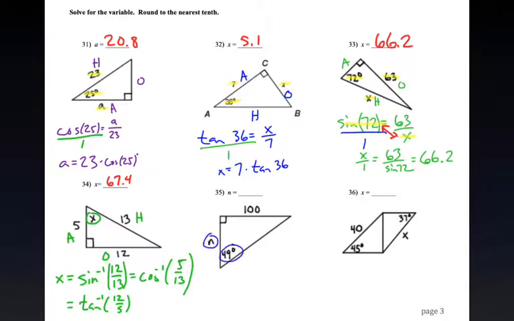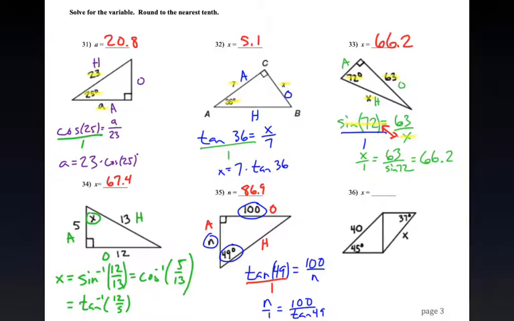Number 35, from the perspective of my angle, 100 is opposite, n is adjacent, that's tangent. The tangent of 49 equals 100 over n. To get n over 1, cross multiplying doesn't help me. I want to switch those extremes. n over 1 equals 100 divided by tangent of 49. Type that into your calculator.